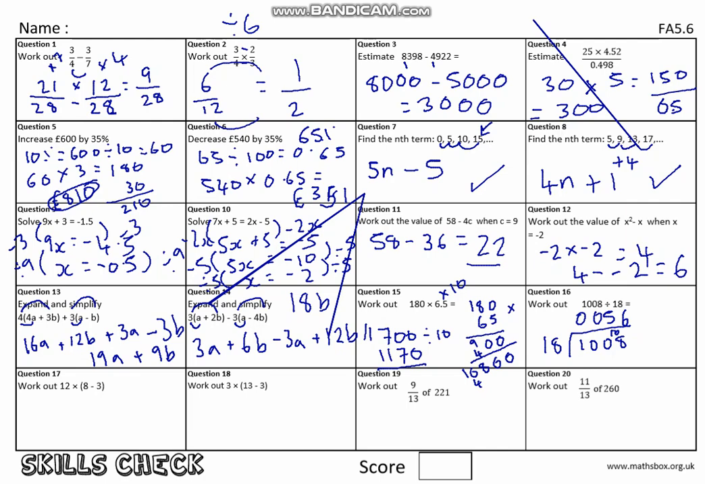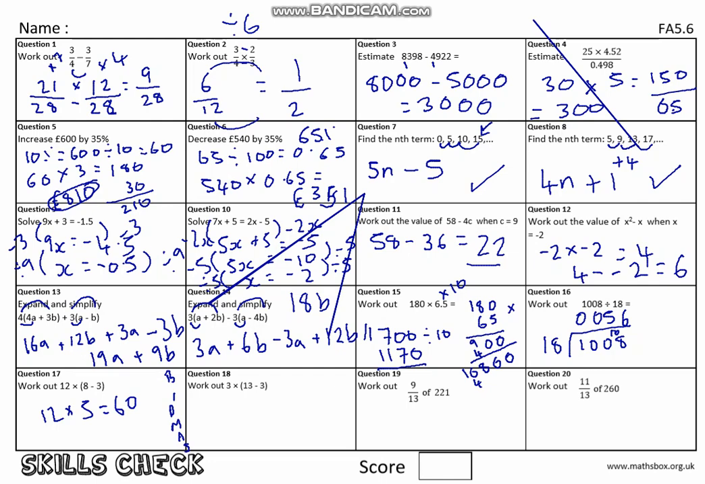Okay, so question 17 is just, we're working with BIDMAS again, okay? So we've got to do the brackets first, because we've got brackets. So 8 minus 3 is 5, so we pop that in, and then we can put the rest of the sum in. So that means that all we really have to do is 12 times 5, which equals 60. So that's our final answer for that one.